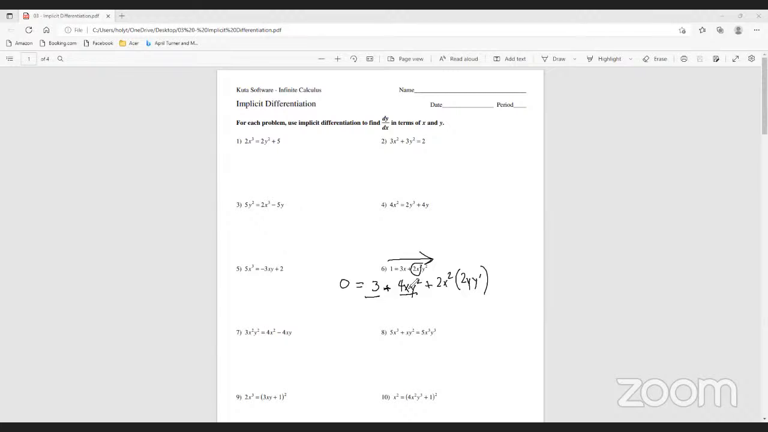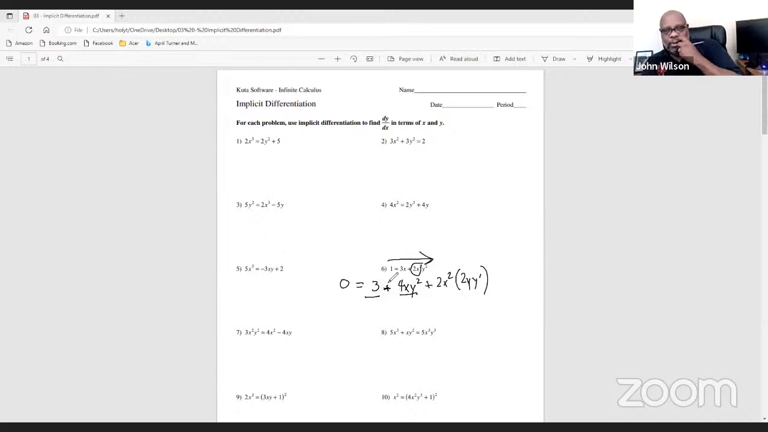All right. So we're going to subtract these two terms from both sides, which means we move them to the other side. Because we're trying to isolate this term here by itself, because we want to solve for y prime. So what do we get? Minus 3 minus 4xy squared equals 2x squared, 2y, y prime.